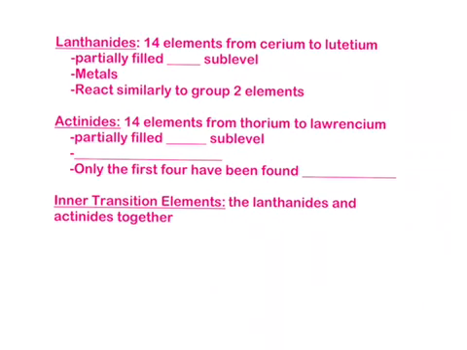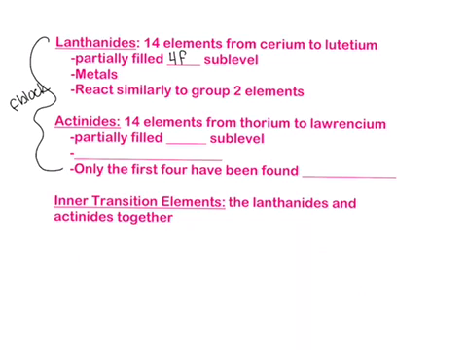Then we have our F block. Remember, both of these are in the F block. The lanthanides are the 14 elements from cerium to lutetium, and they have a partially filled F sublevel, that 4F sublevel. These are metals, and they will react similarly to group 2 elements.